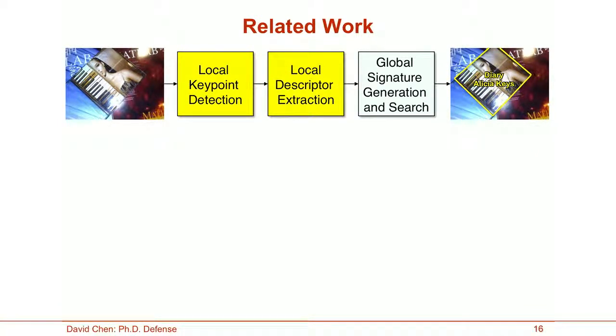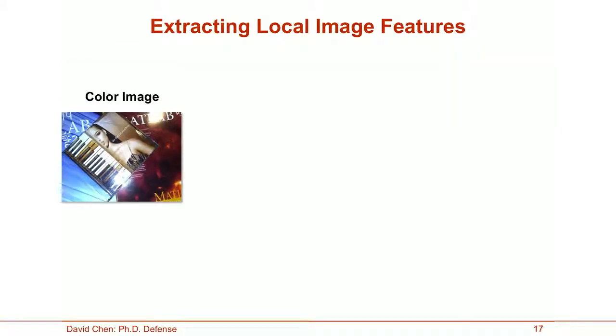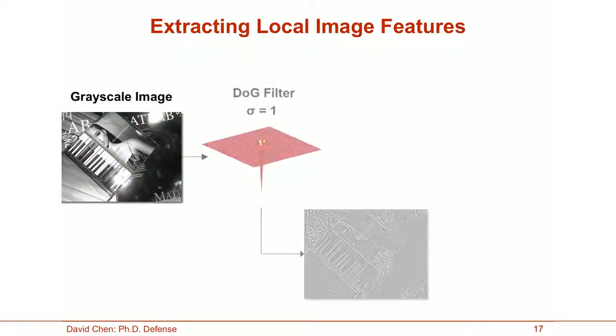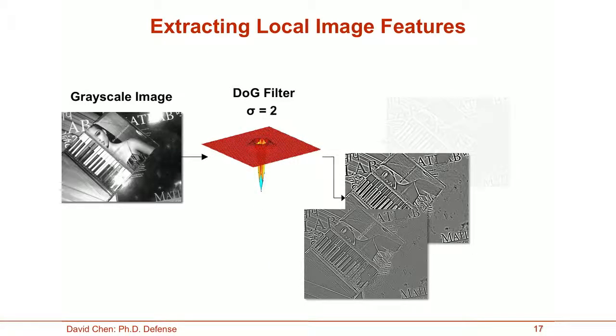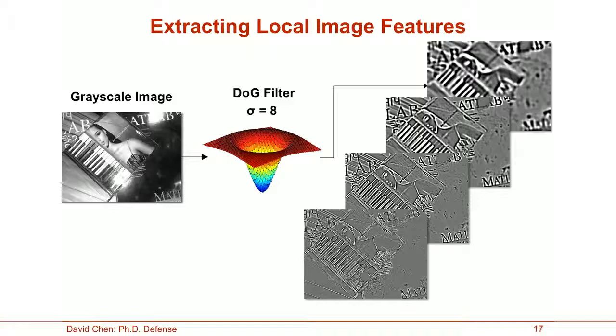Since I will talk much more about global signature generation and search as part of my contributions, I will first give an overview of local key point detection and descriptor extraction. Starting with a color image, we first obtain its grayscale version. Then, we filter the grayscale image with a bandpass filter, like the difference of Gaussian filter used in the SIFT algorithm. We obtain the first response image, shown on the right here. Then, we vary the width of the filter kernel to obtain response images at different scales.